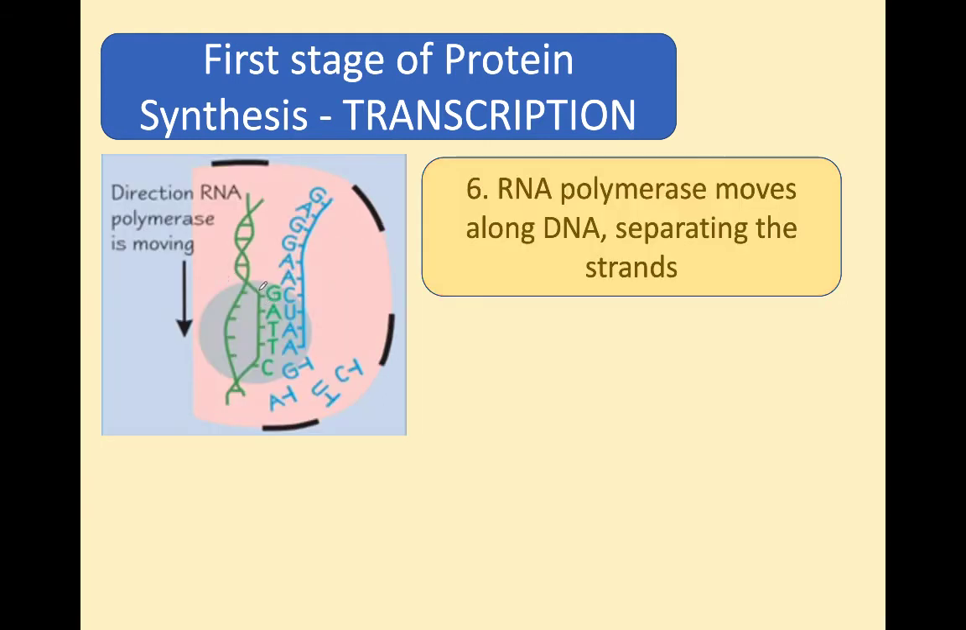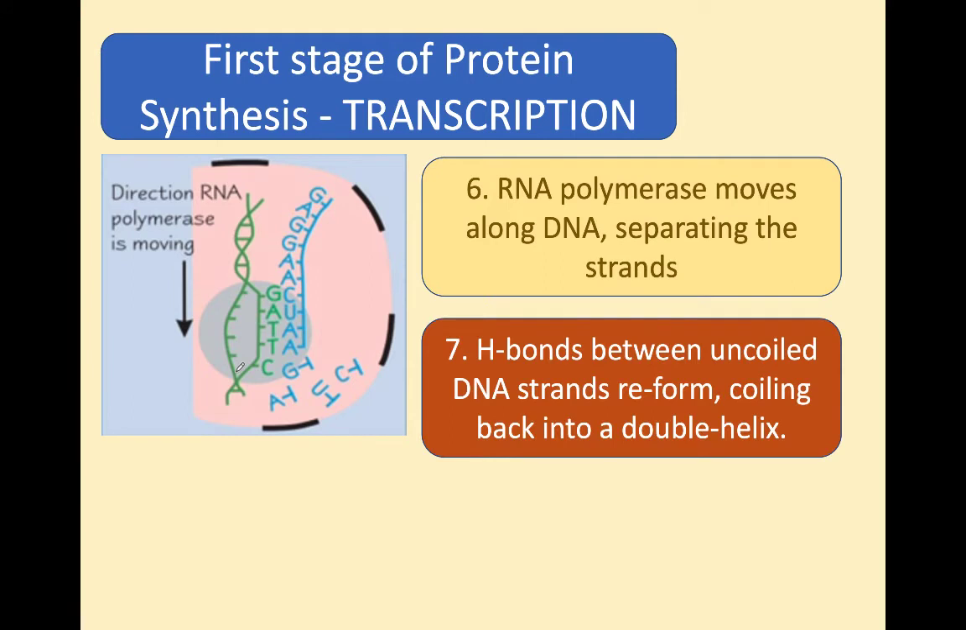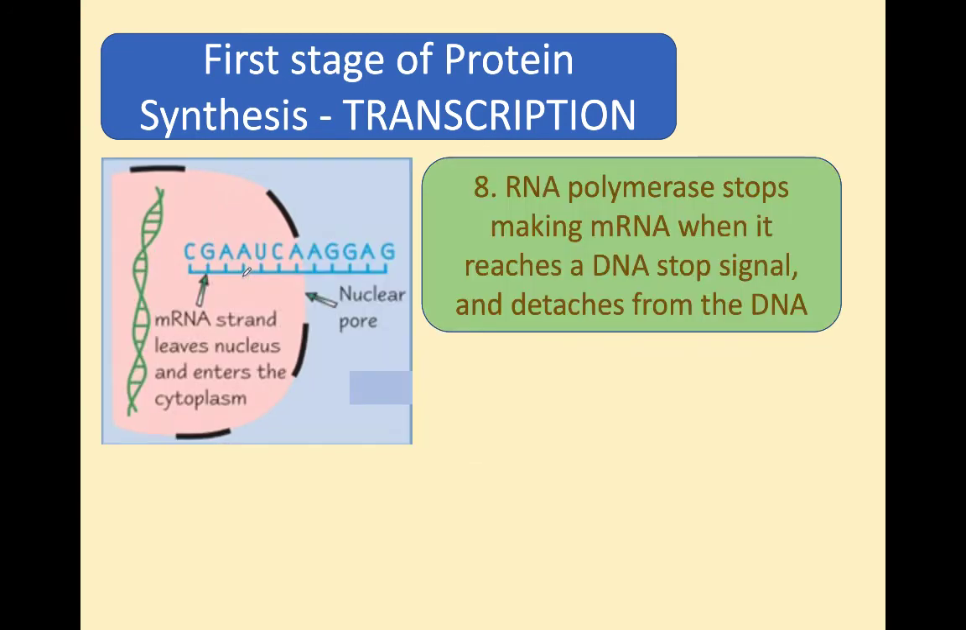So the RNA polymerase moves along the DNA in this direction here, and as it does so, it exposes more bases. Look, there's what we talked about. There's adenine there, this time combining with uracil. So it goes along this bit here, and it separates the strands, so more and more bases can join up to form a messenger RNA chain. As it does so, behind it, the hydrogen bonds behind the uncoiled DNA strands reform, coiling back into a double helix, so it gets back to what it was before.